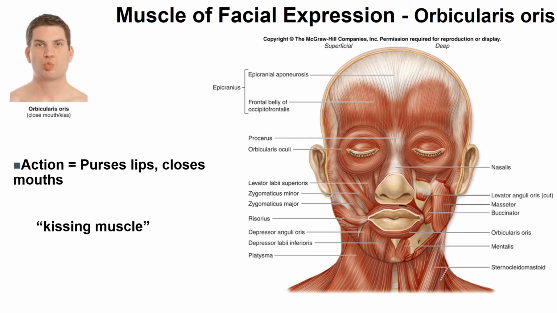The orbicularis oris will be the rounded muscle that will be around the lips and the mouth. And this, again, will have a circular arrangement for its fascicles, and this will be the encircling of the opening of the mouth. So when you contract this muscle, you will close your mouth. When you pucker up for a kiss, you are also using this muscle as well.